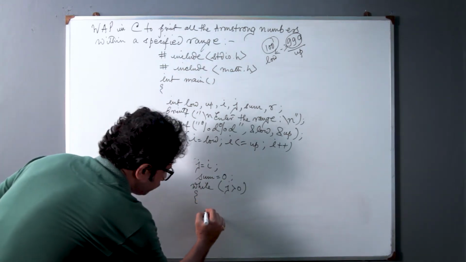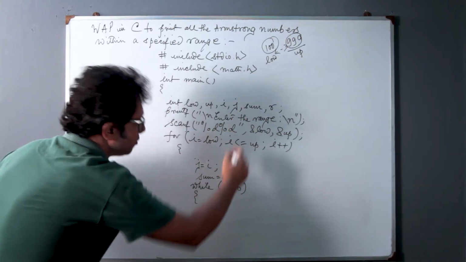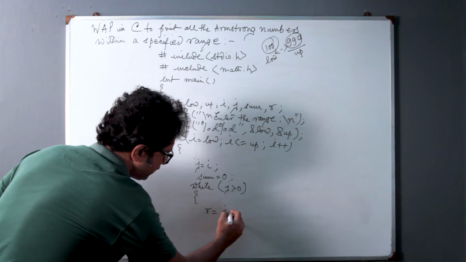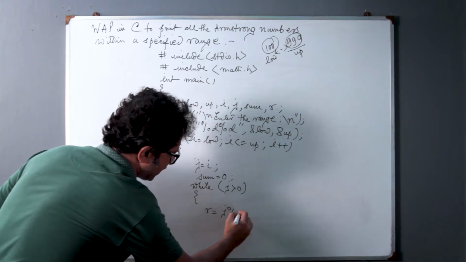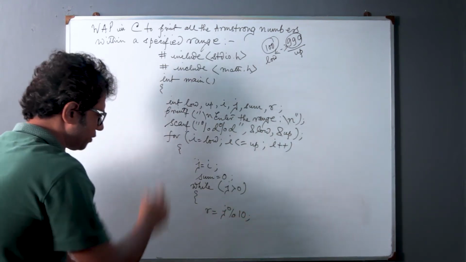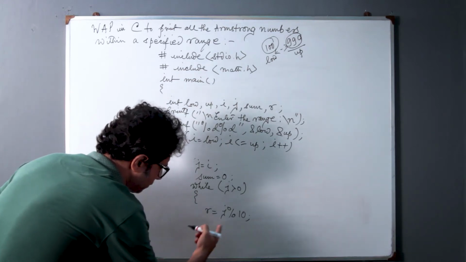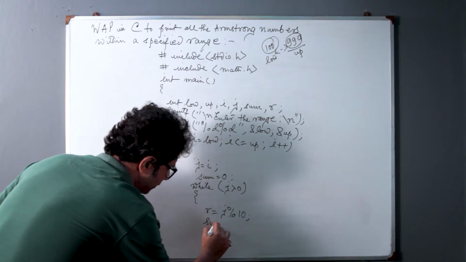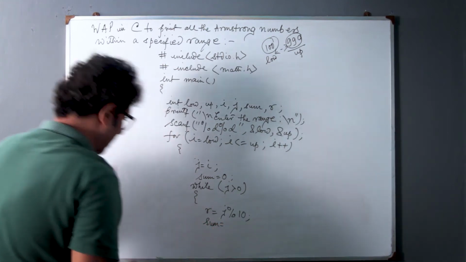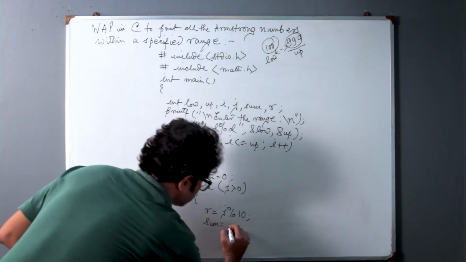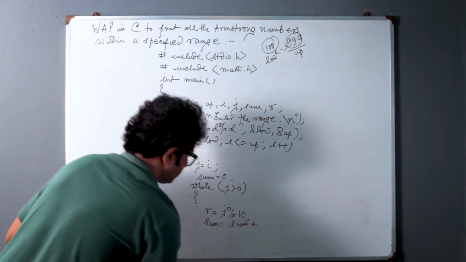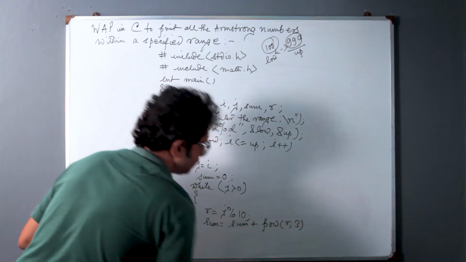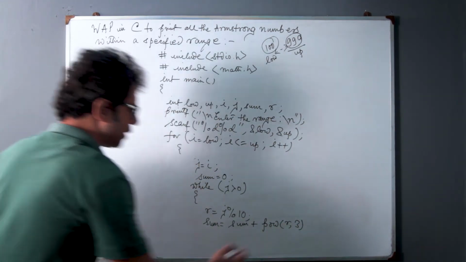And now we will calculate r, that is the remainder, as j percent 10. That is quite similar to the previous logic. This is nothing but the checking of Armstrong number logic. Sum will be calculated as sum plus pow r comma 3. Sum is equal to sum plus pow r comma 3.